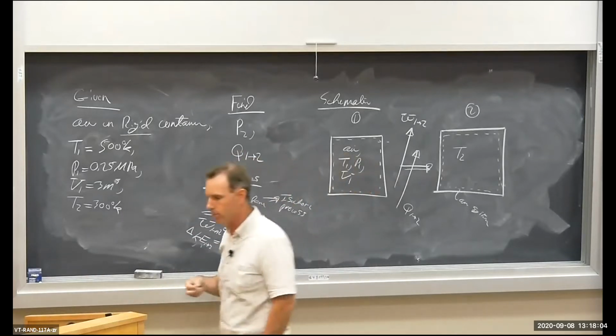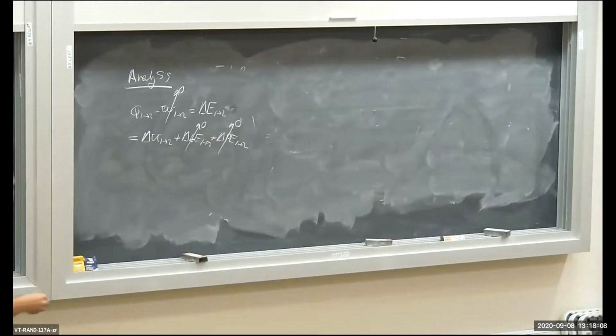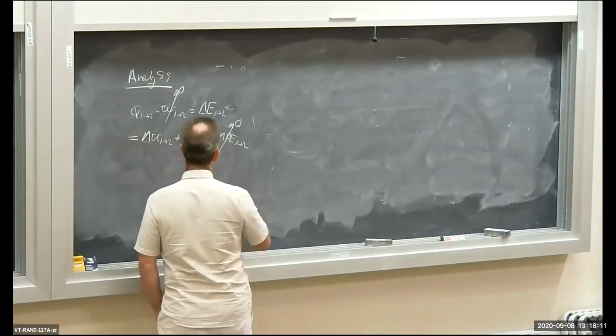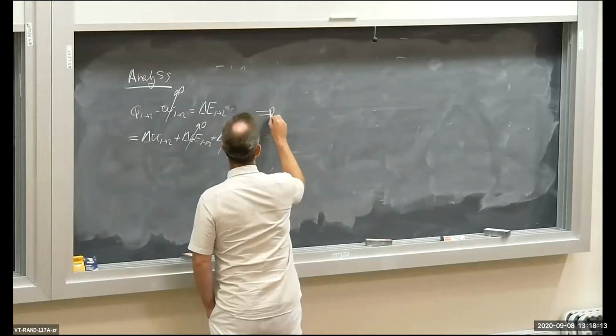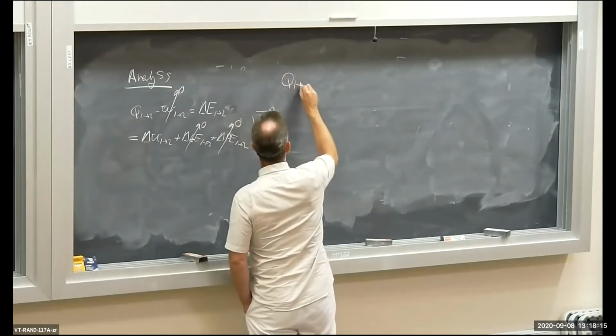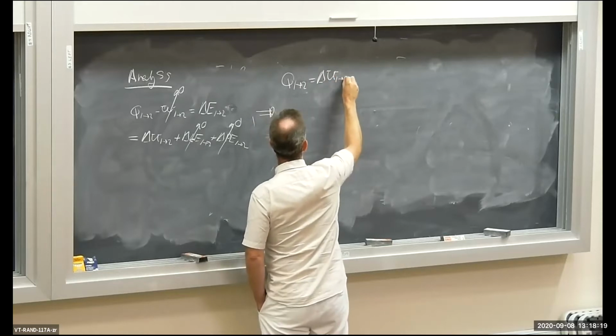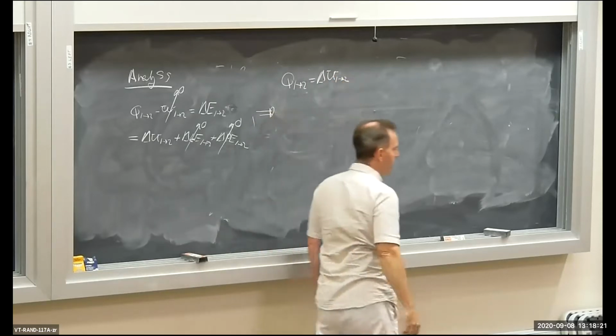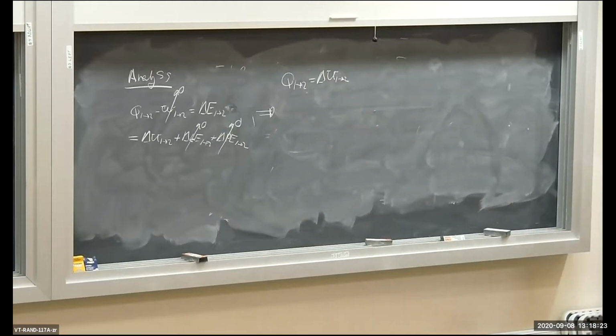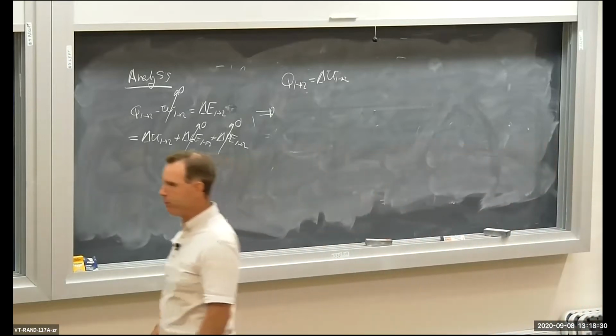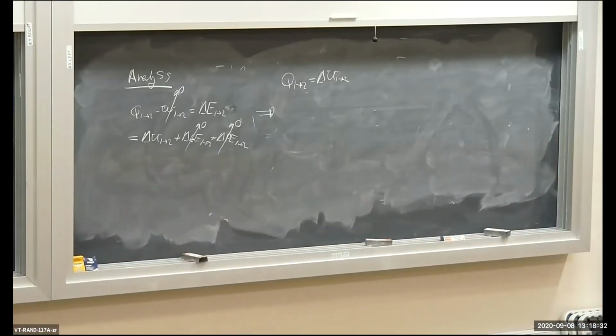Starting to run out of room there already. So this implies Q1 to 2 is equal to delta U 1 to 2. All right? Now, I'm going to be using tables here to evaluate the change in internal energy. Let's have a quick look at these tables.